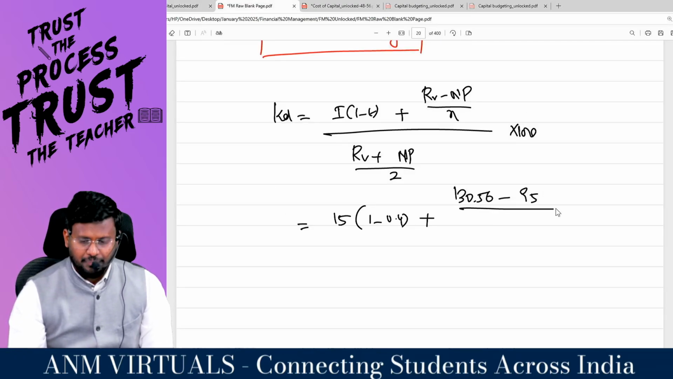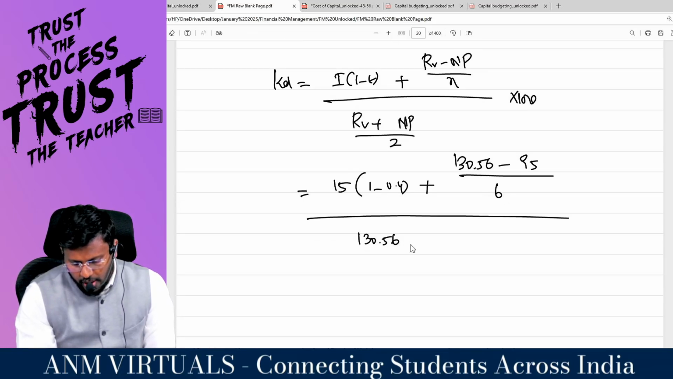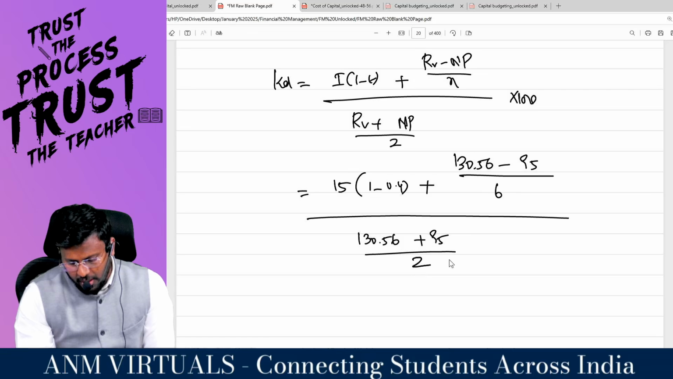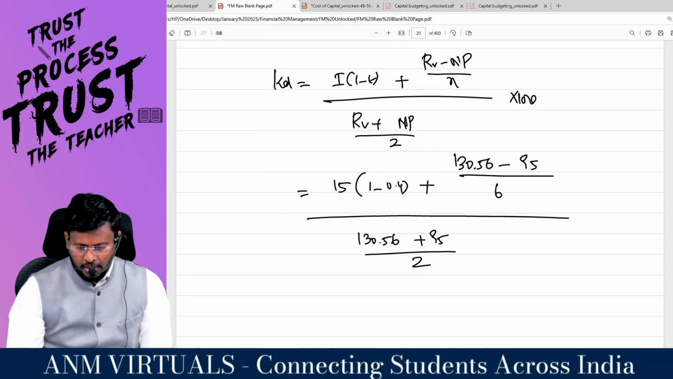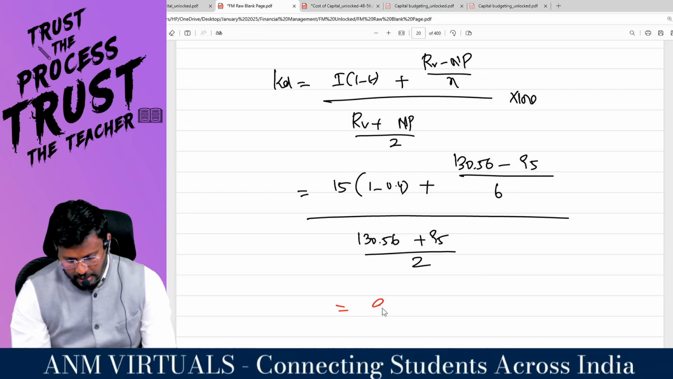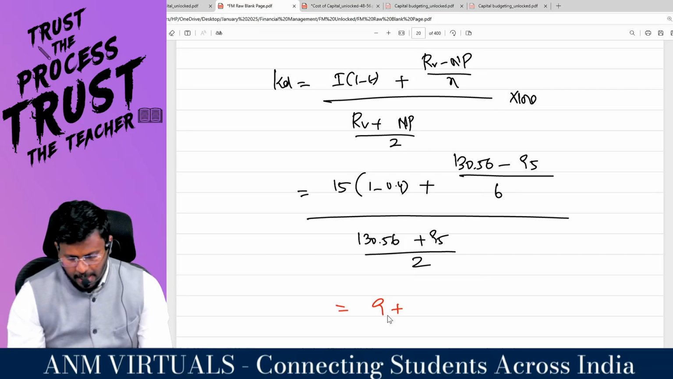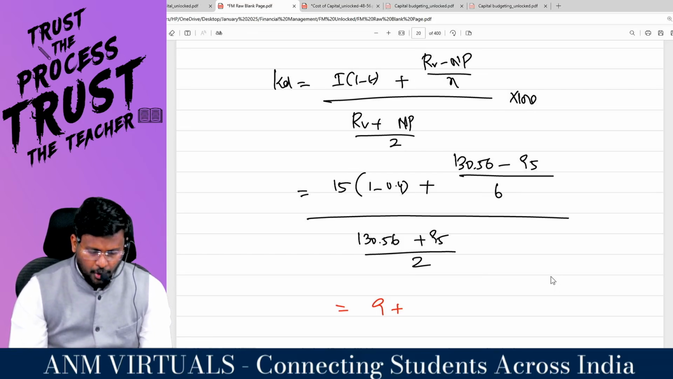What is the life of the debenture? 6 years. Whole divided by 130.56 plus 95 divided by 2. Are you all really with me? So my dear lovable students, 15 into 60% comes to 9, plus 130.56 minus 95 means there is a capital loss of 35.56.